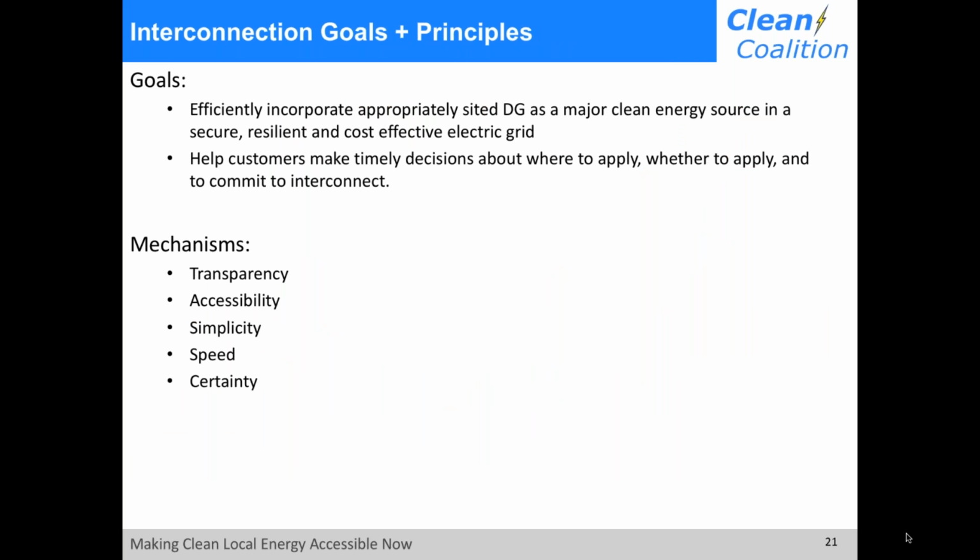Interconnection is a critical facet of accommodating the growing demand for distributed resources and capturing their benefits.